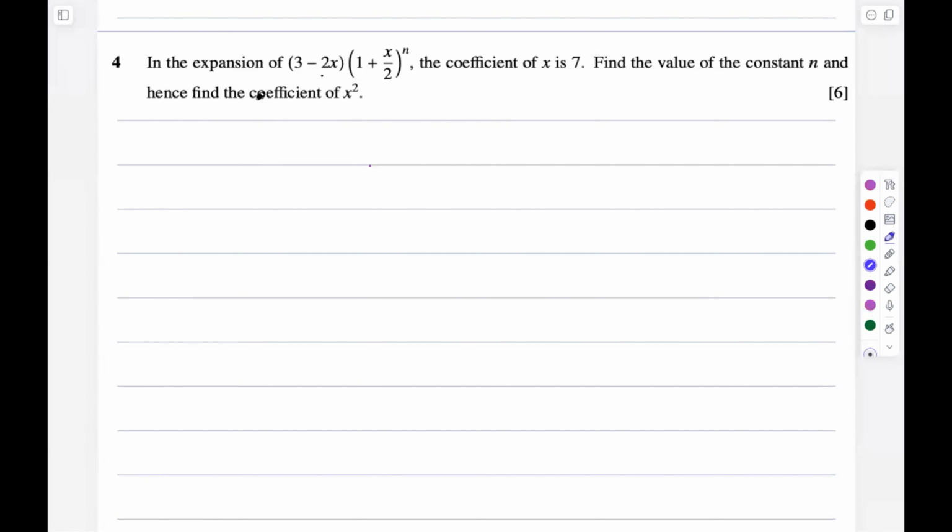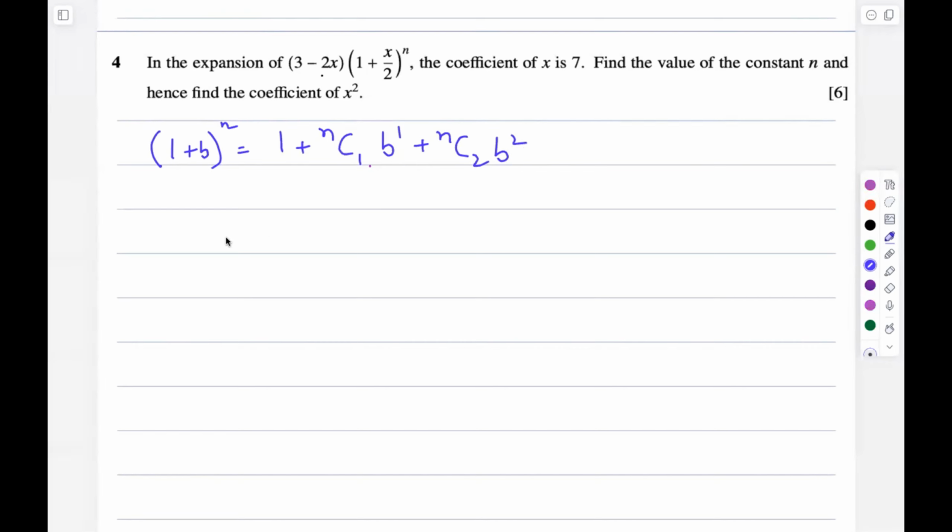In question 4, it says that in the expansion of (3 minus 2x) into (1 plus x upon 2) to the power n, the coefficient of x is 7. We have to find the value of the constant n and hence find the coefficient of x squared. Now, to find the coefficient of x in this expansion, first we'll expand (1 plus x upon 2) to the power n. So the expansion formula for (1 plus b) to the power n is 1 plus nC1 b to the power 1 plus nC2 b to the power 2 and so on.